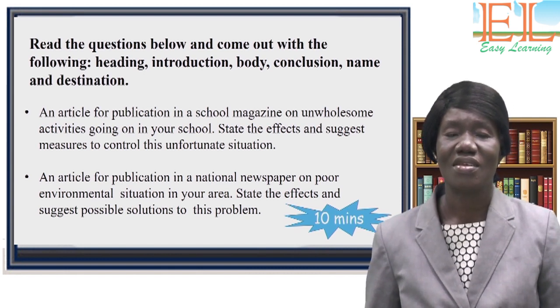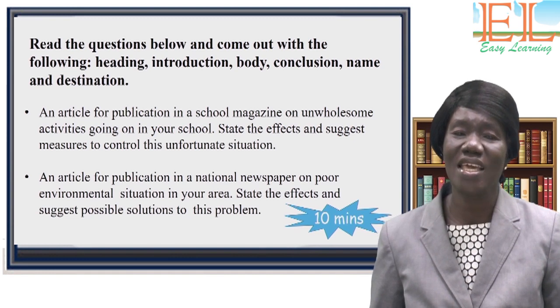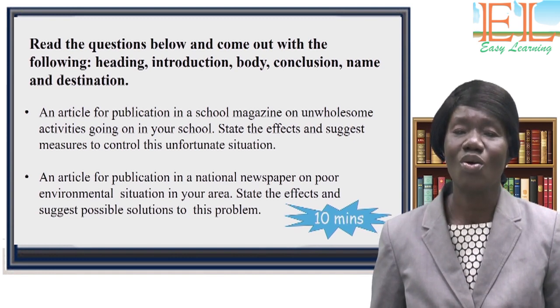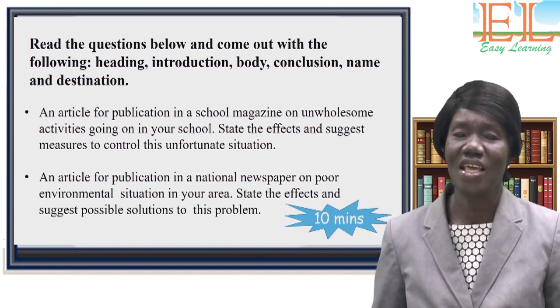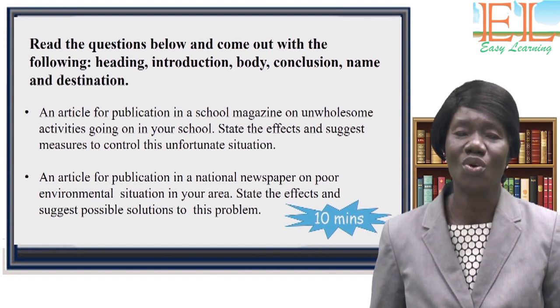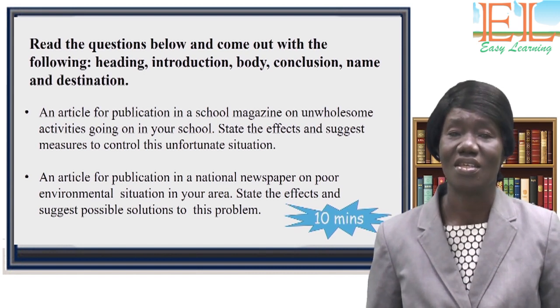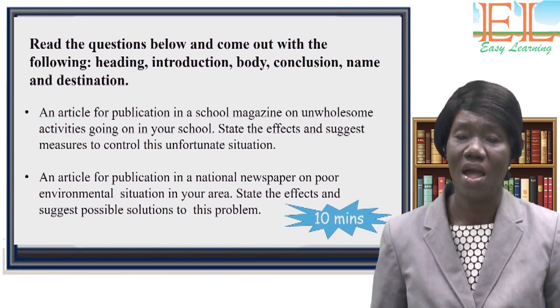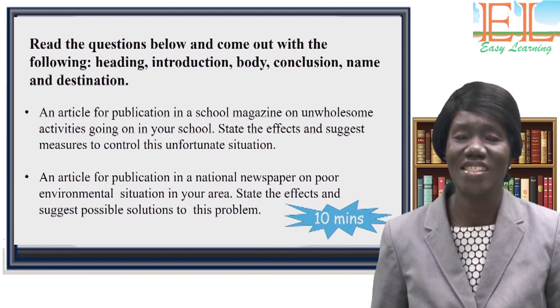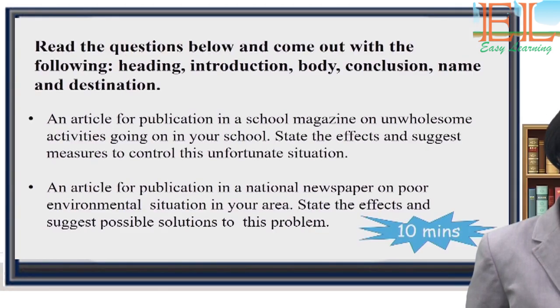Question 1 says, write an article for publication in a school magazine on unwholesome activities going on in your school. State the effects and suggest measures to control this unfortunate situation. Then number 2 says, write an article for publication in a national newspaper on the poor environmental situation in your area. State the effects and suggest possible solutions to this problem. Write them down, and then show it to your teacher.